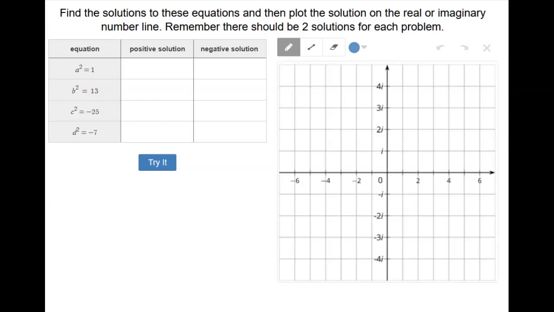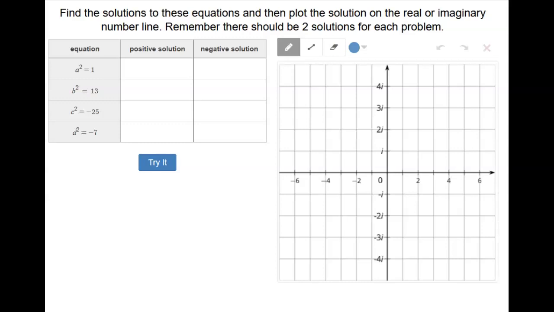Find the solutions to these equations, and then plot the solutions on the real or the imaginary number line. Remember that there should be two solutions for each problem, and the reason for that is because these are all parabolas, and when a straight line crosses through a parabola, it crosses through at two different points.